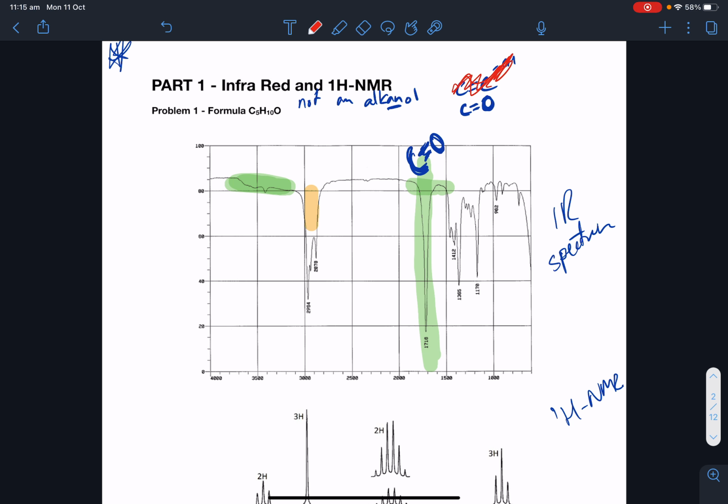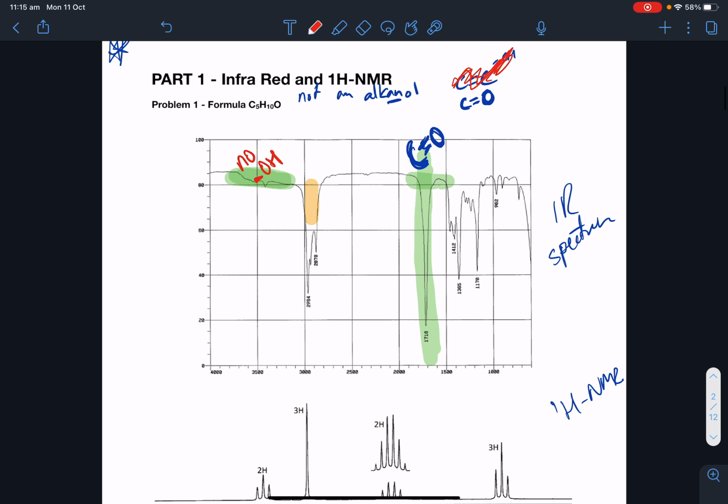We can't get any more info other than it's not an alcohol. So we've got a carbonyl there. That's all we can get from the IR spectrum.